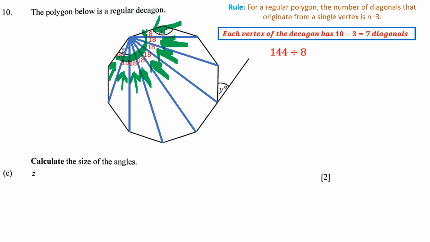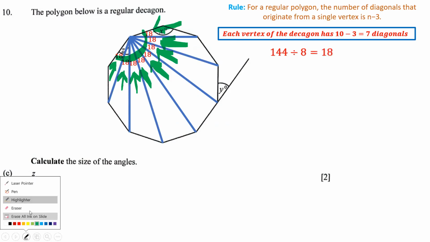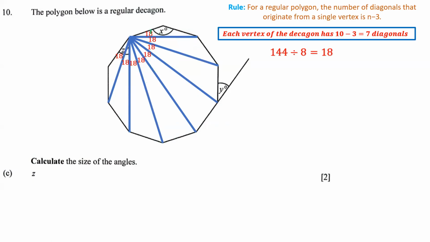And so that means that we have to take 144, which is the interior angle, and divide it by 8 to figure out the size of these little spaces here. When we do that, we get 18. So that's why for each one of these, it's 18. That means each of these little spaces measures 18 degrees.